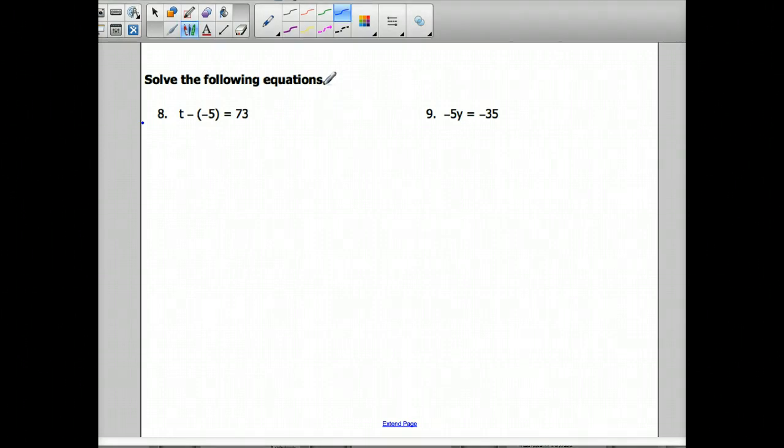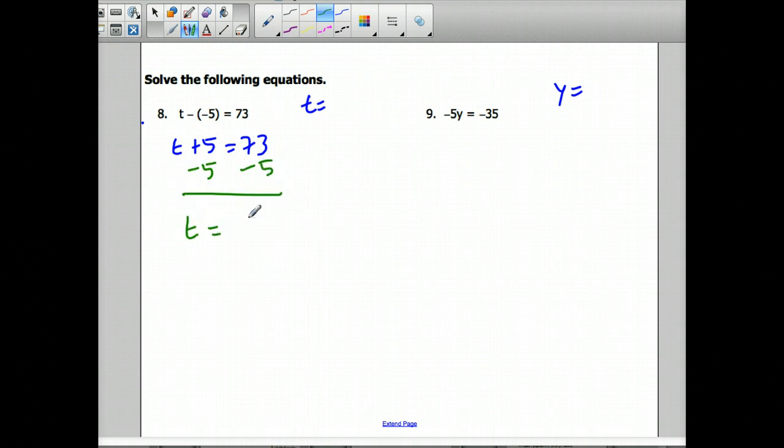Alright, solving. So all you're trying to do is end up with t equals a number here, or y equals a number. So to undo what's happening over here, actually let's simplify this a little. T minus minus 5 is like t plus 5 equals 73. Alright, now to undo that, we have a plus 5, so we have to minus 5. And that gives us t equals 68.